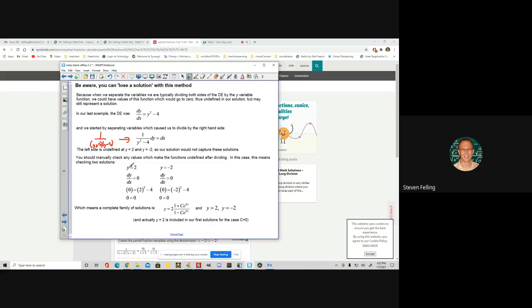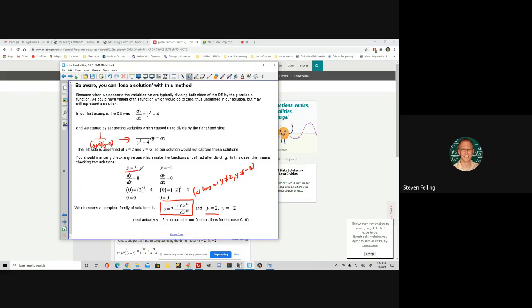Let's just check those. In other words, what we're saying is when we come up with this solution, it technically has, as long as y is not equal to 2 and y is not equal to negative 2, attached to it. That's kind of hidden in the background. So just to make sure that those two things are not also solutions, we should say, well, what if the solution was y equals 2? Let's plug it into the original differential equation to see.